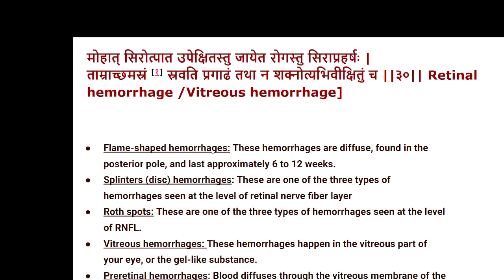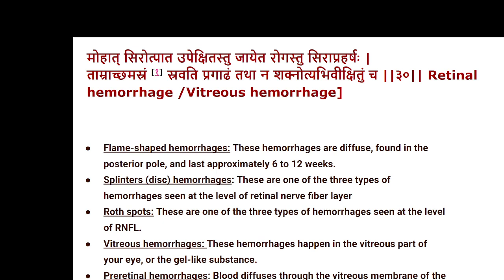Then comes the Sira Praharsha. Sira Praharsha, Mohat Sirotpata Upekshitastu Jayeta Rogastu Sira Praharsha Tamracham Asram Sarvati Pragadam Tatha Nashaknoti Abhivikshituncha. It's actually a retinal hemorrhage or vitreous hemorrhage where the patient may have bleeding. Mohat Sirotpata Upekshita: a Sirotpata which is not properly treated or is neglected. Sirotpata is the same as hyphema. If it is not treated properly, or is neglected, or is not identified properly, it can result in Sira Praharsha, where there will be severe bleeding and the patient will completely lose the vision.